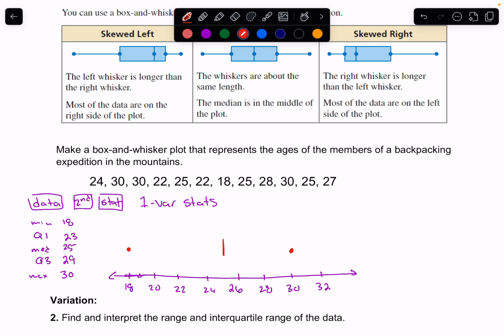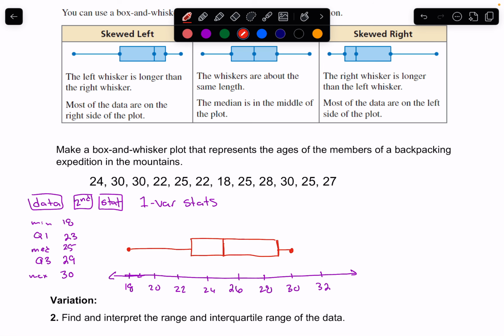That's going to be the middle of my box. And then my quartile 3 is 29, which is the end of my box. So from 29 to 25, there's my median to quartile 3. There's the right side of my box. The left side of my box goes from 23 to 25, so right about here, and then I can connect my whisker. So when I look at this diagram, the whisker on the left is a lot longer than the whisker on the right.